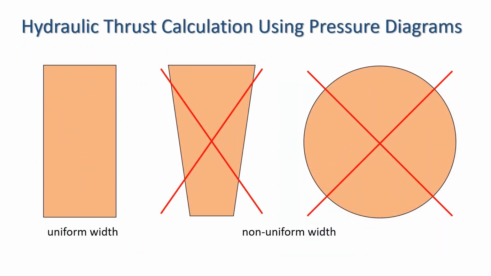Remember, this method is applicable to areas of uniform width only. It gives both the distribution of load and the total force. It can be used to determine the hydraulic thrust on curved surfaces as well as plane surfaces, and we'll look at that in another video.